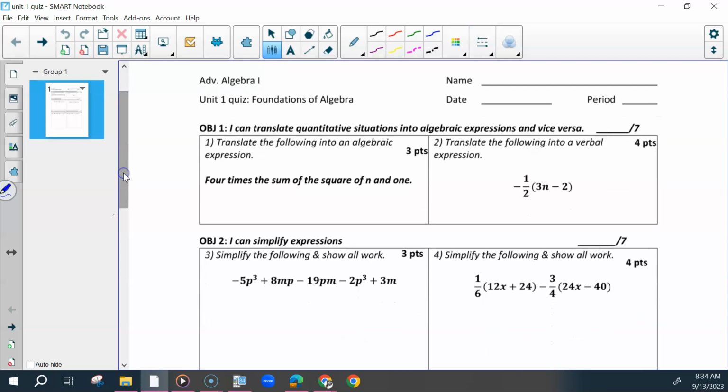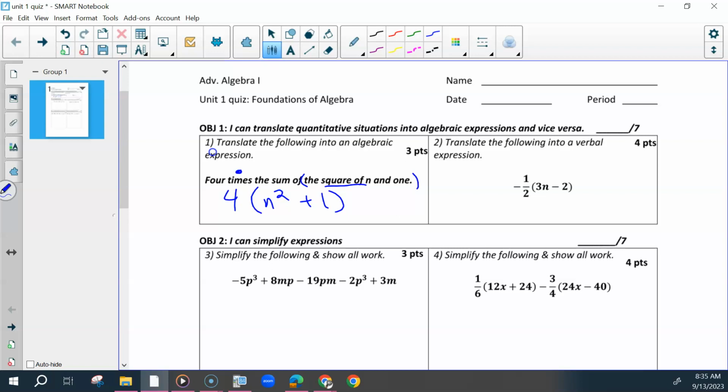Let's start with this first objective. For the most part, we did fine here. There were some minor issues and some issues with wording. Number 1 should have been 4 times, so we're multiplying, the sum of, so everything after that should have been parentheses, the square of, so not square root, but raised to the second power, and 1, so it would look like this: 4 parentheses n squared plus 1. Some of you put the square on the outside, and we should have put that with the n, because it didn't say the square of everything else, it said the sum of everything else.